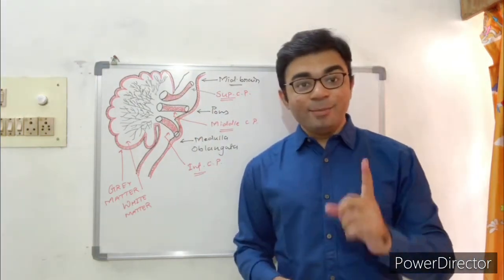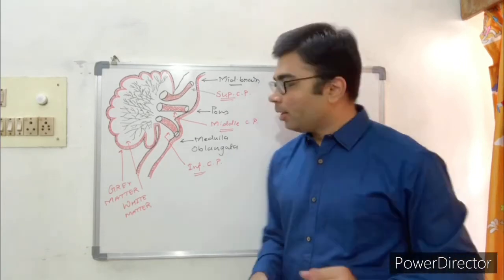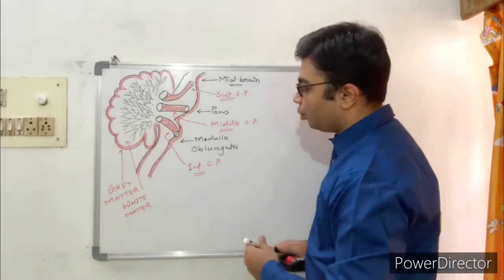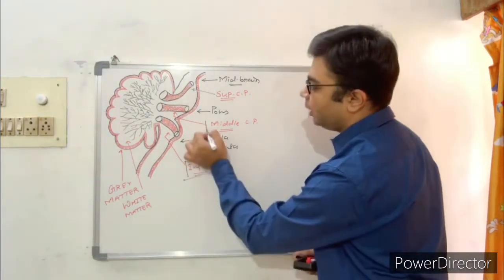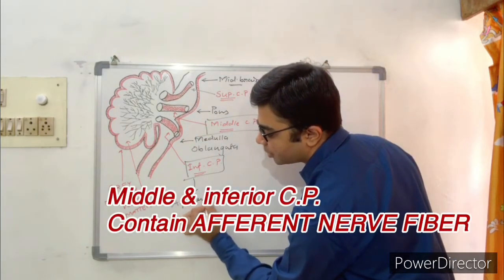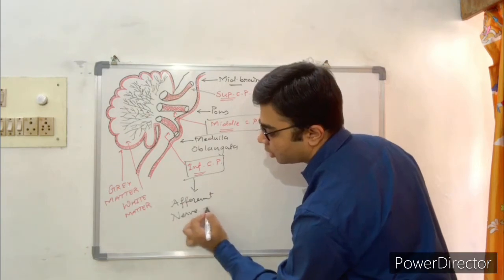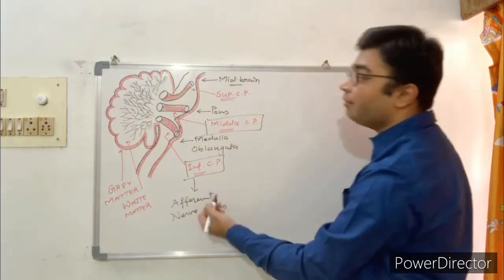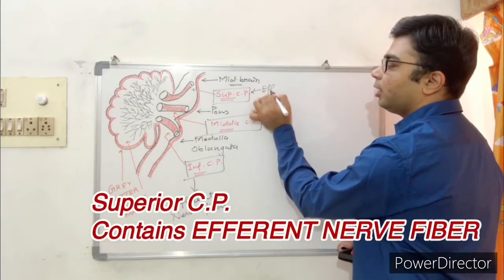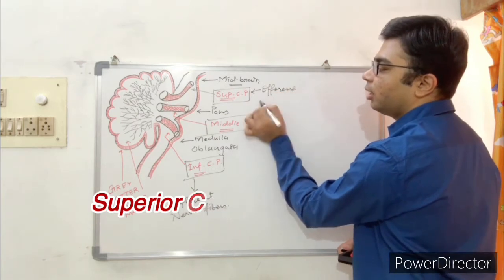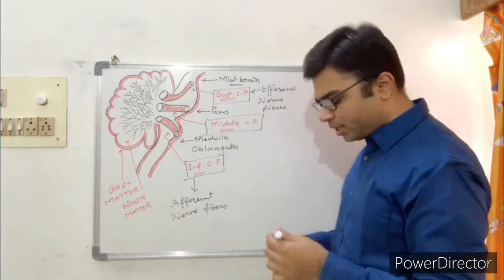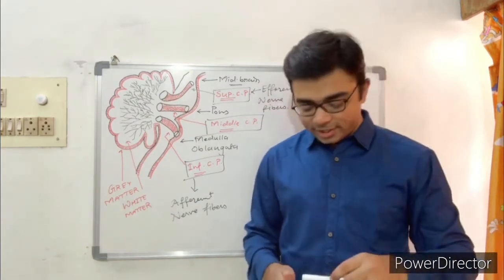One important thing that we need to remember is that the middle cerebellar peduncle and the inferior cerebellar peduncle are both mainly afferent. Both contain mainly afferent nerve fibers. Whereas the superior cerebellar peduncle contains the efferent nerve fibers. I hope this functional anatomy is clear to you regarding the cerebellum.